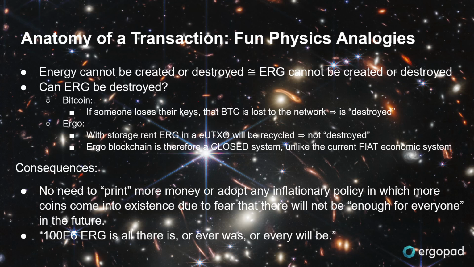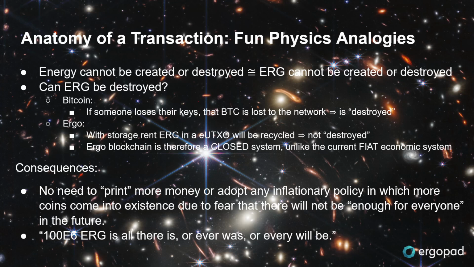And Ergo, on the other hand, because of storage rent, if someone loses their keys and no longer has access to their UTXOs in their wallet, then after the 4-year period, some amount of the Ergo will get recycled to the network again and be able to be used by people. Now, it may take a long time for all of the Ergo in a UTXO to be recycled, but recycled nonetheless. So Ergo is therefore a closed system, in the same way that a system in physics in which no energy escapes or enters, we call a closed system.